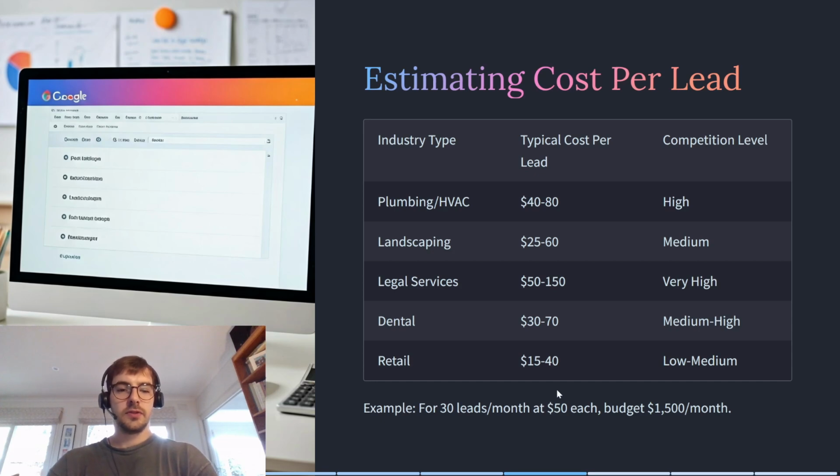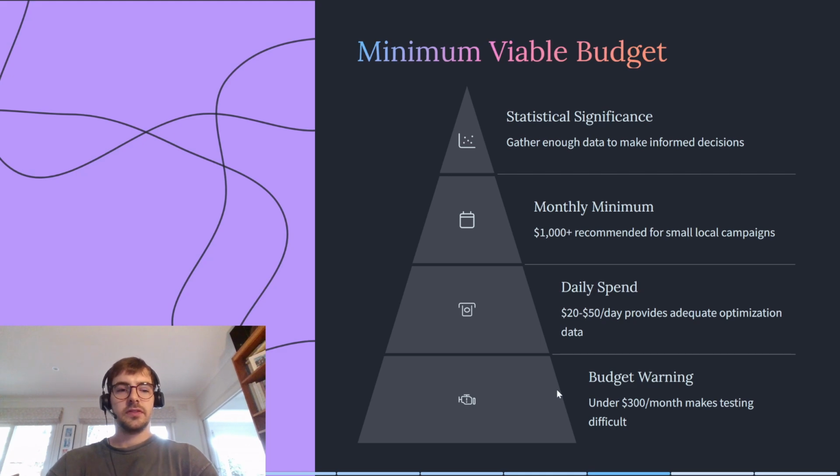Now you can see the other ones like dental, retail, they've got less competition, so the cost per click will be lower, which means that they'll be cheaper to get leads for. Your budget needs to be big enough to get data quickly, because if you're just spending $5 a day, then you're not going to be able to iterate your ads fast enough to get any substantial results. If you're spending $5 a day, it might take you 6 months to get any realistic data from your campaigns, and you've just wasted 6 months of your life.